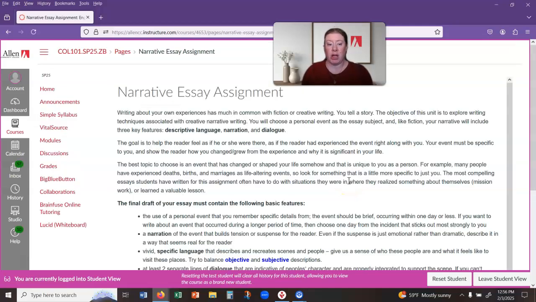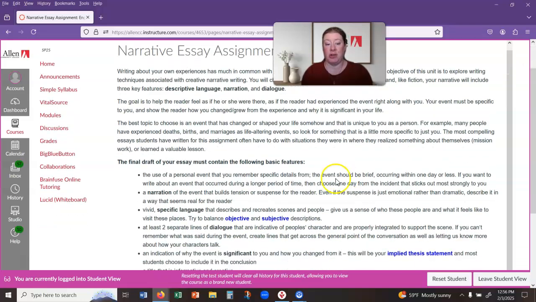Probably the most common criteria that students don't meet when they submit their essay is making sure that the event that they've written about is specific and brief. A lot of times I'll get a student who will write about something that happened over a long period of time, like a recurring thing in their life, or they'll write about, I don't know, their depression or something.